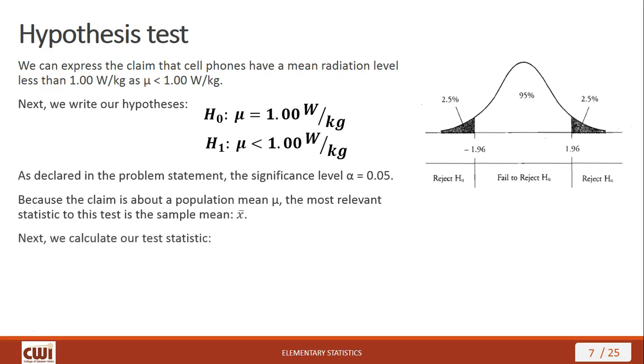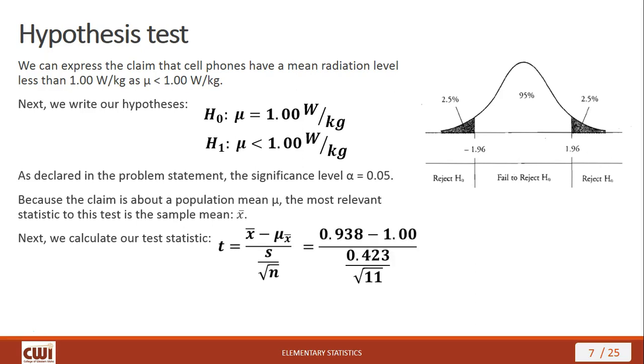So let's go ahead and calculate our test statistic. Here's the equation that we use. We substitute values into this equation. So we were given our sample mean of 0.938. We're going to just assume that the null hypothesis is true. That means that we're assuming that the population mean is actually equal to 1. So we're going to substitute that in there at the top.